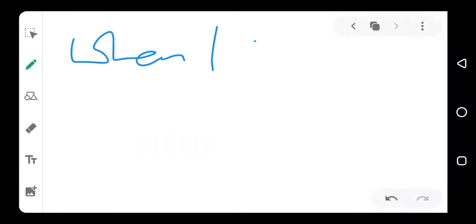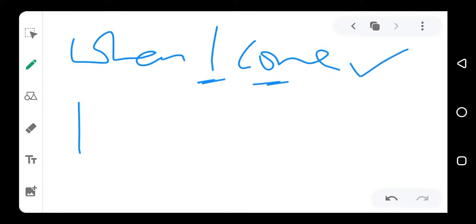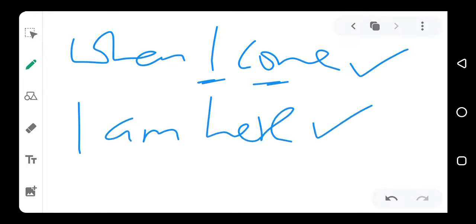For instance, if you have "when I come," it has a subject and it has a verb, therefore it is a clause. "I am here," it has a subject and it has a verb, therefore it is a clause.